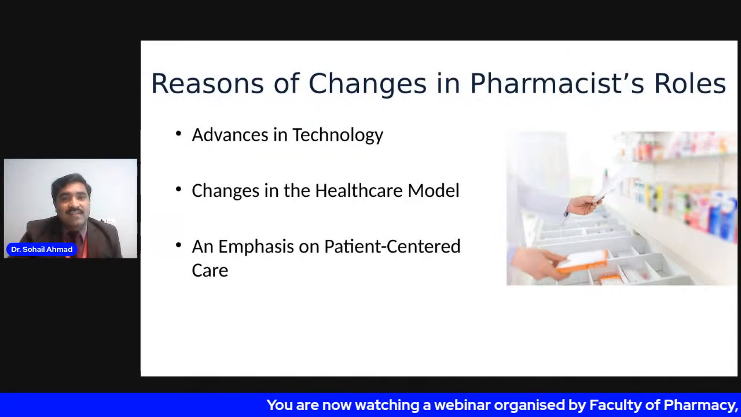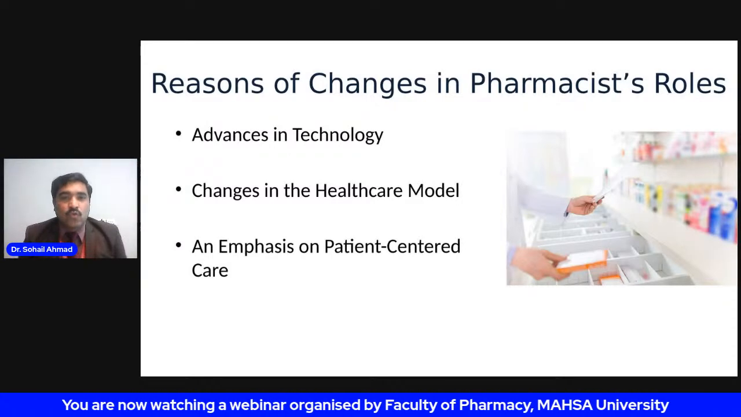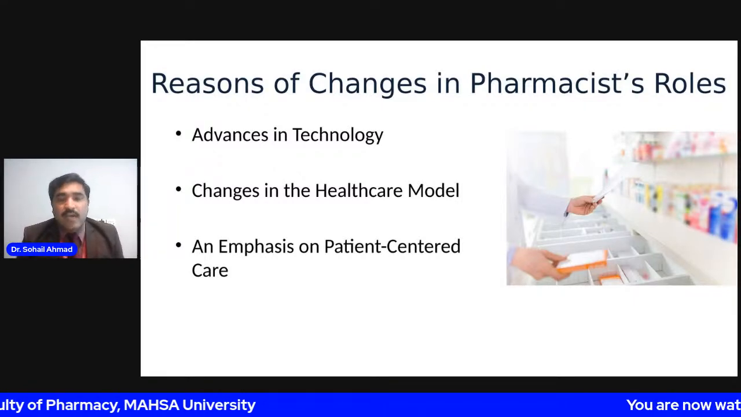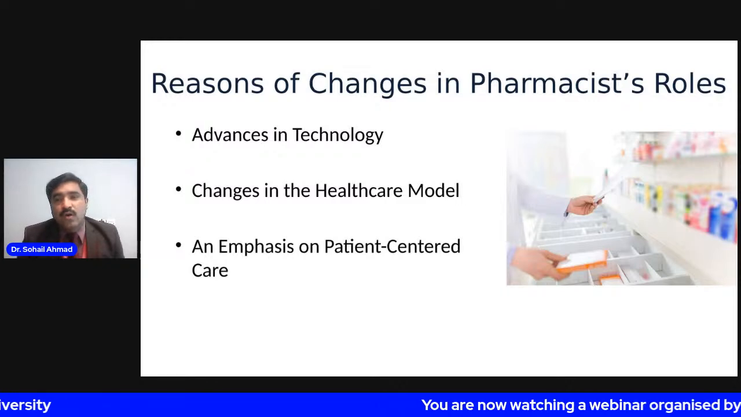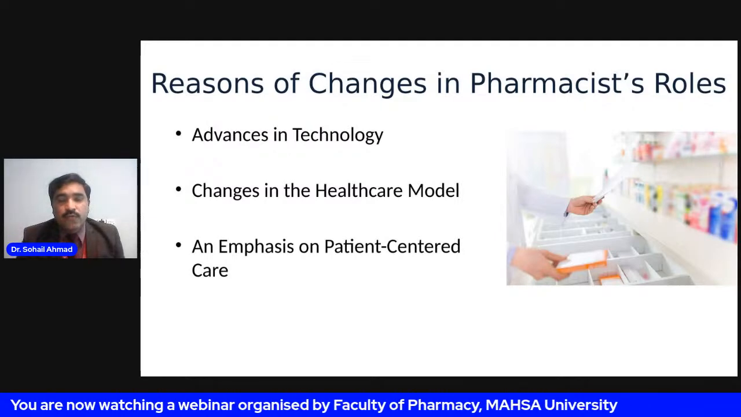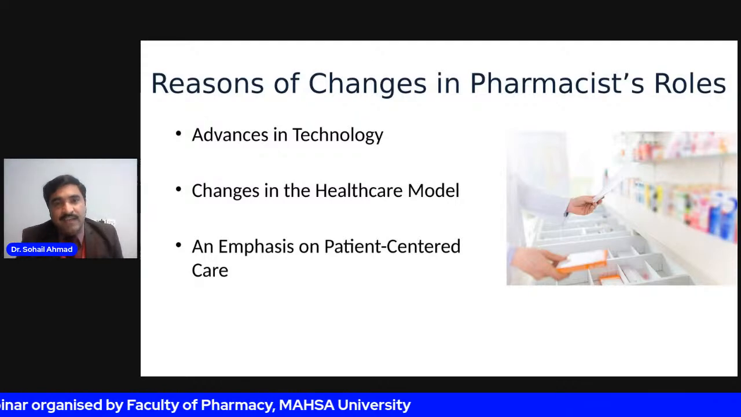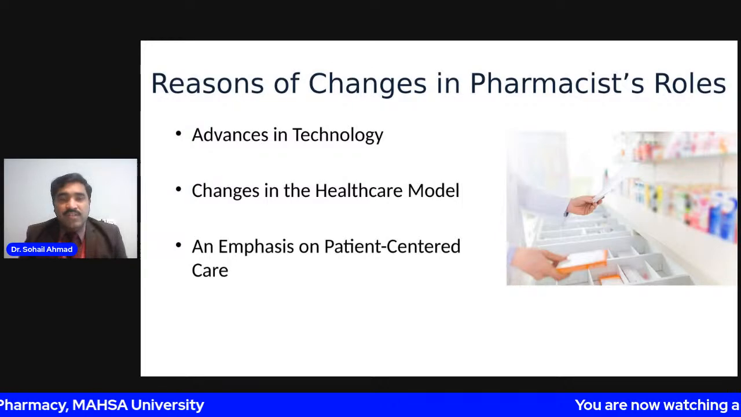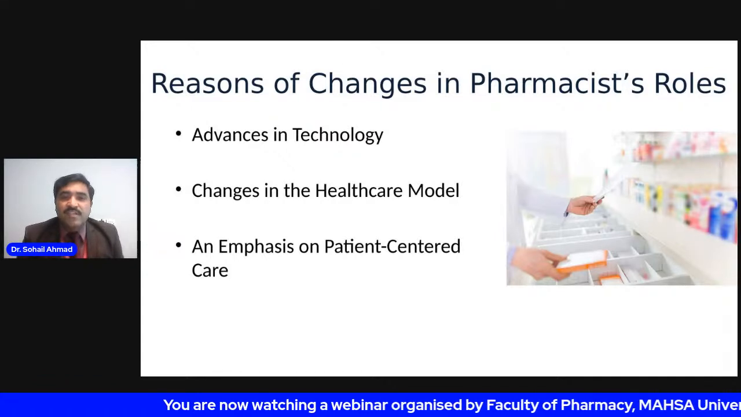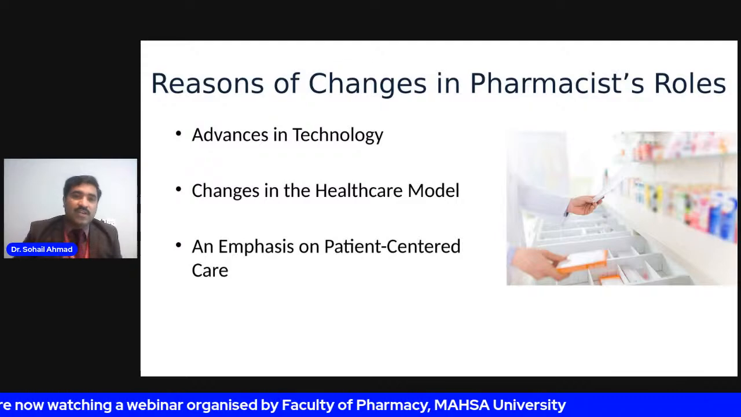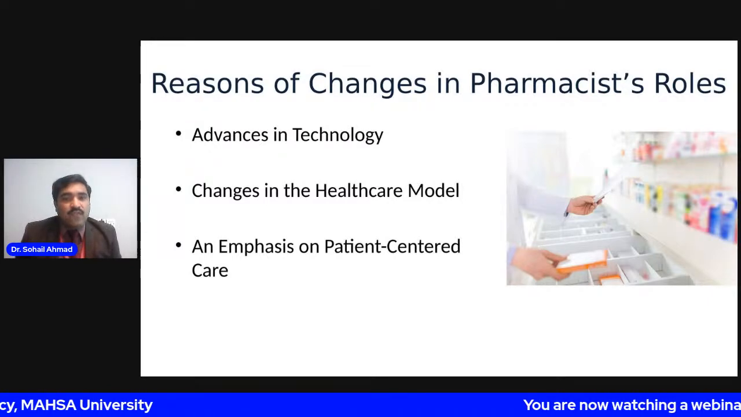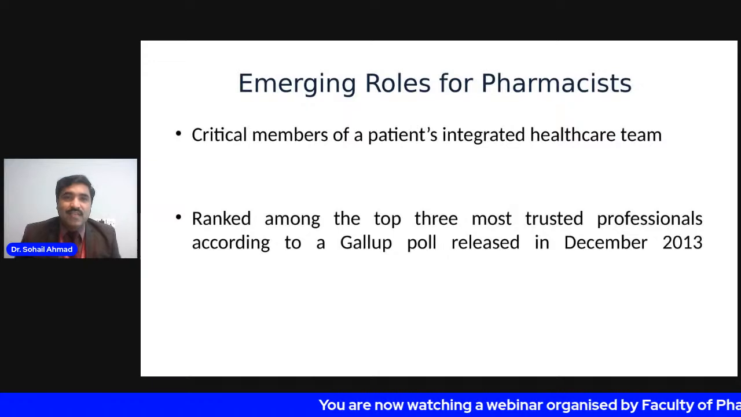But before that, we need to know what are the reasons for changes of pharmacist role. Advancement in technology. So in the advancement, various automations have been carried out in the pharmacy. And because of artificial intelligence, machine learning, deep learning, these technologies later in future are going to be used, and some are still in use in developed countries, to generate patient-centered or patient-specific algorithms, and maybe in precision medicine as well. Changes in the healthcare model, emphasis on the patient care. These are a few of the reasons why the pharmacist role has evolved and needs to evolve in certain countries.